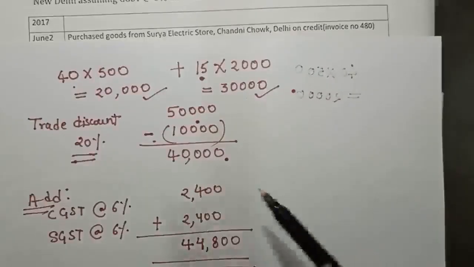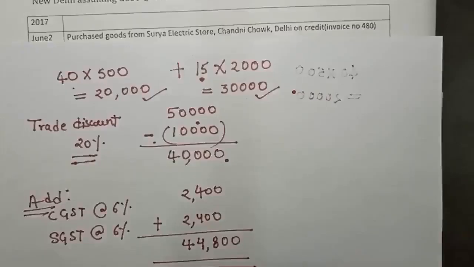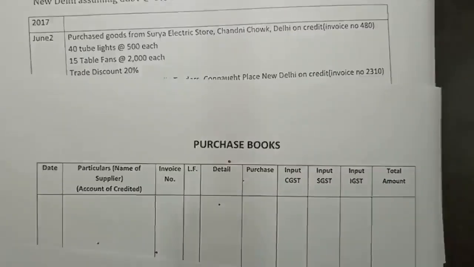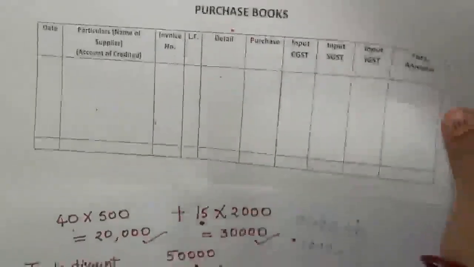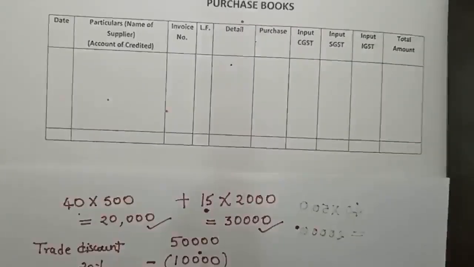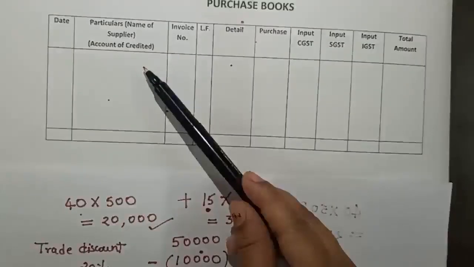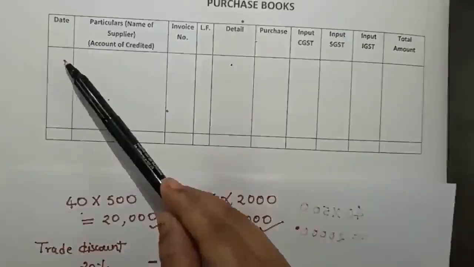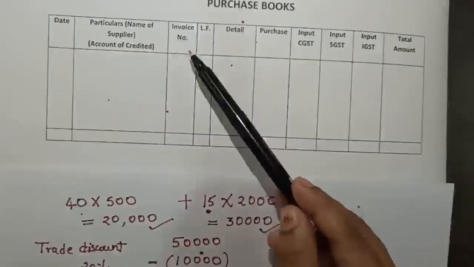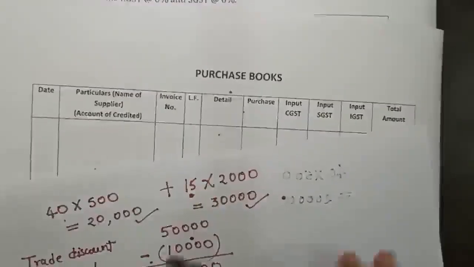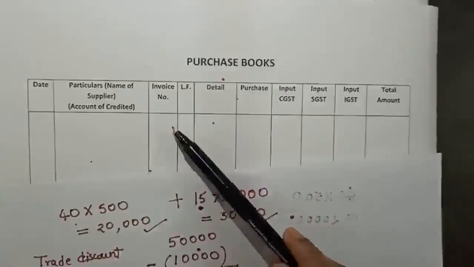Is it clear that in this way we are going to mention each and every individual transaction. Now coming back to here, अब यहाँ पर हम इसे कैसे शो करेंगे? फॉर्मेट में हम किस तरीके से लिखेंगे? What we are going to write here, the name of the supplier, Surya Electric Store, Chandni Chowk, Delhi, taking place on 2nd June. Invoice number we have in the question, that is 480. It will be mentioned here 480.